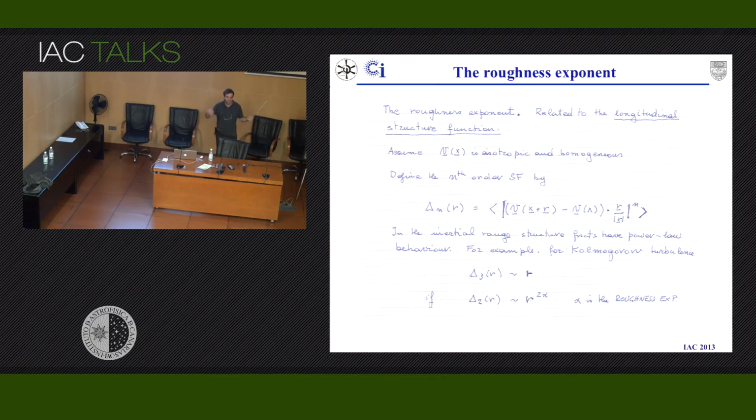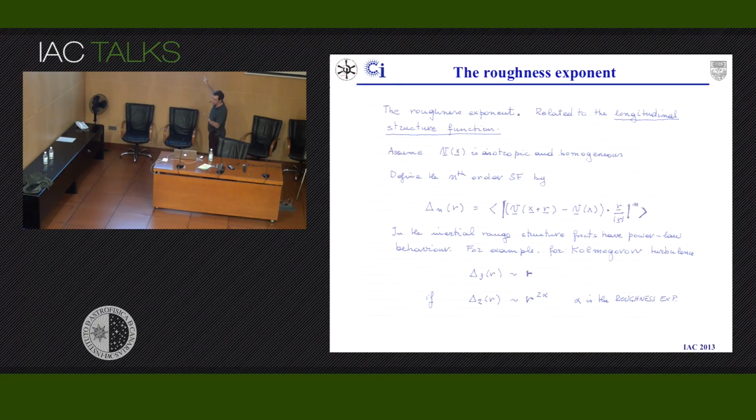Imagine that you have a velocity v. Here's the velocity at the point x plus r. Take away from it the velocity at the location x. So this thing here is the velocity difference over a length r at the position x. It's just a velocity difference. Then dotted into the vector r divided by its modulus. So this is a unit vector in the direction of the displacement. So this is the longitudinal velocity difference.